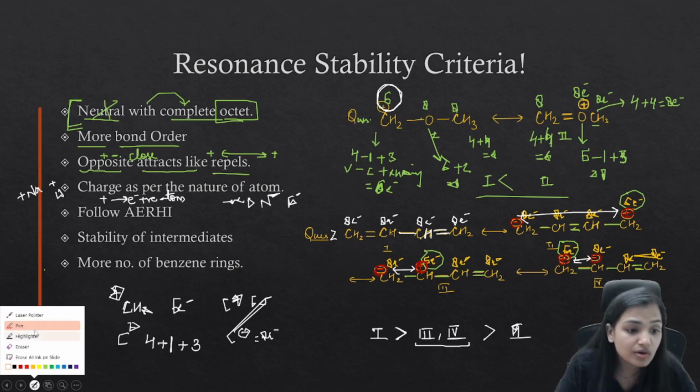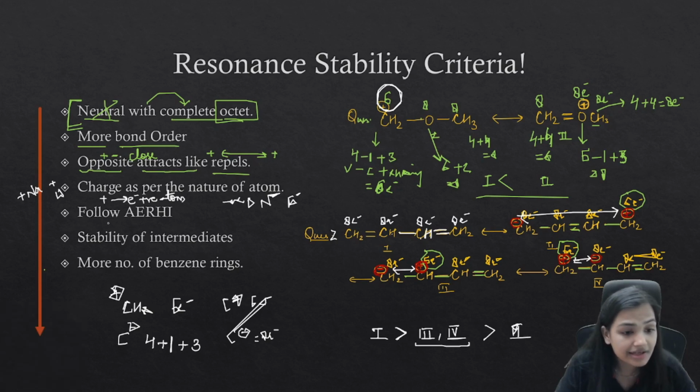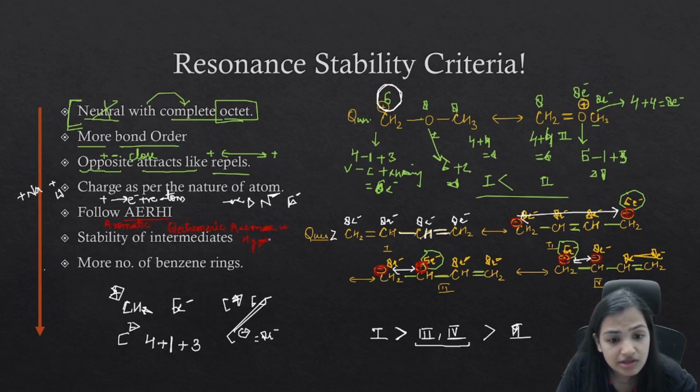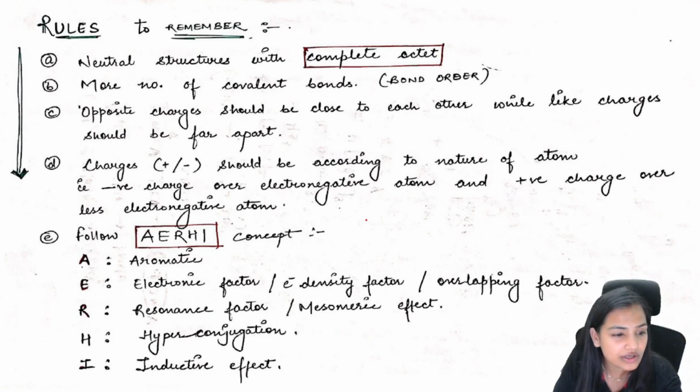Now we can also follow AERHI. What do you mean by AERHI? AERHI, guys, means A is for aromatic, E is for electronic or electromeric factor, and R is for resonance, and H is for hyperconjugation. So this is the short form. I is for inductive. Guys, I have given you all these points in detail here as well, so you need not be worried.